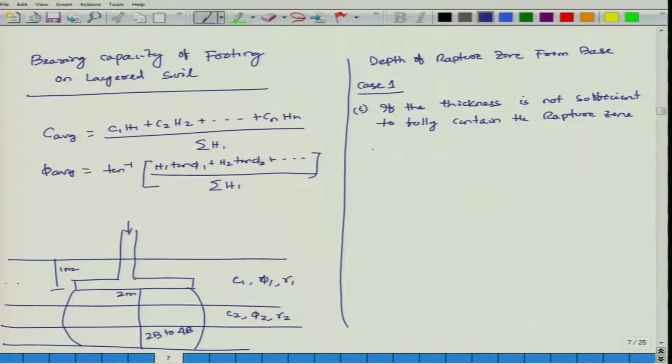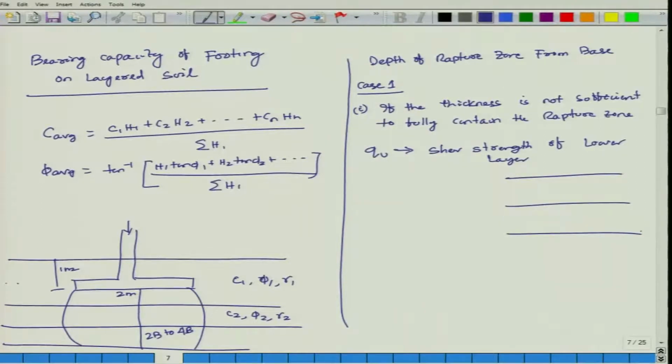so for the ultimate bearing capacity, generally you consider the shear strength of the lower layer. There are 2 layers here. Suppose this is your H1, this is your H2. If the thickness of the upper layer is not sufficient to take your rupture zone, then the ultimate bearing capacity you can consider taking into account the shear strength of the lower layer, H2 layer. That is case 1.